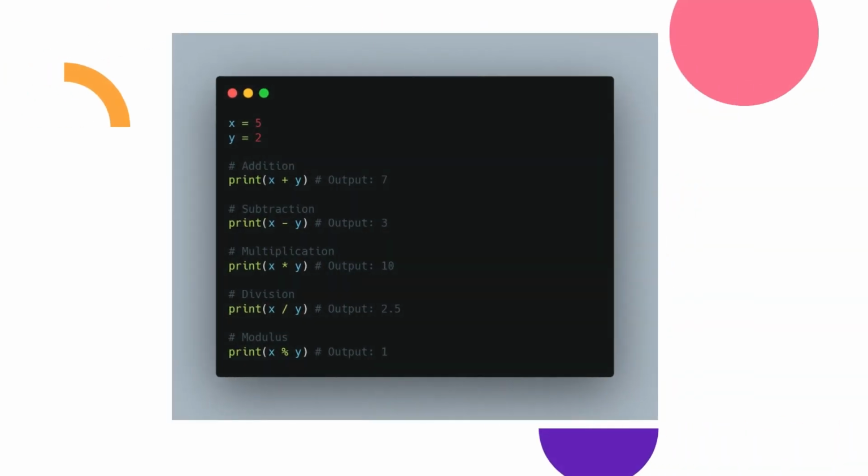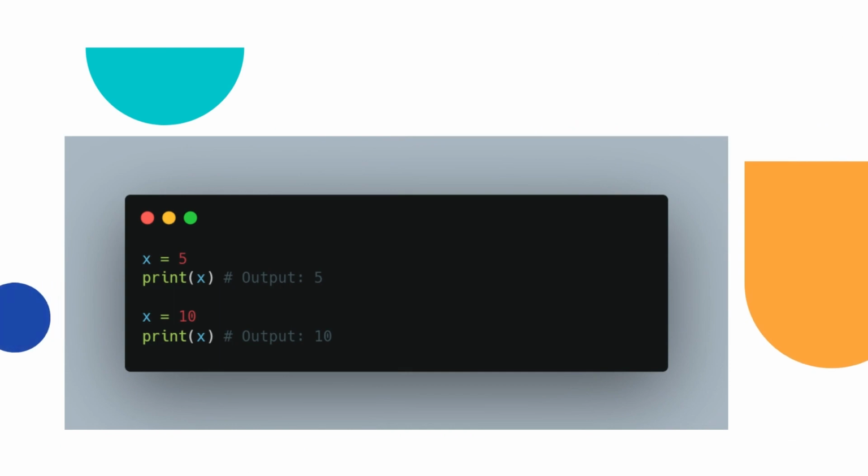Python supports all the basic arithmetic operations: addition, subtraction, multiplication, division, and modulus (remainder). Here are some examples. You can also change the value of a variable after it's been defined. Here's an example.